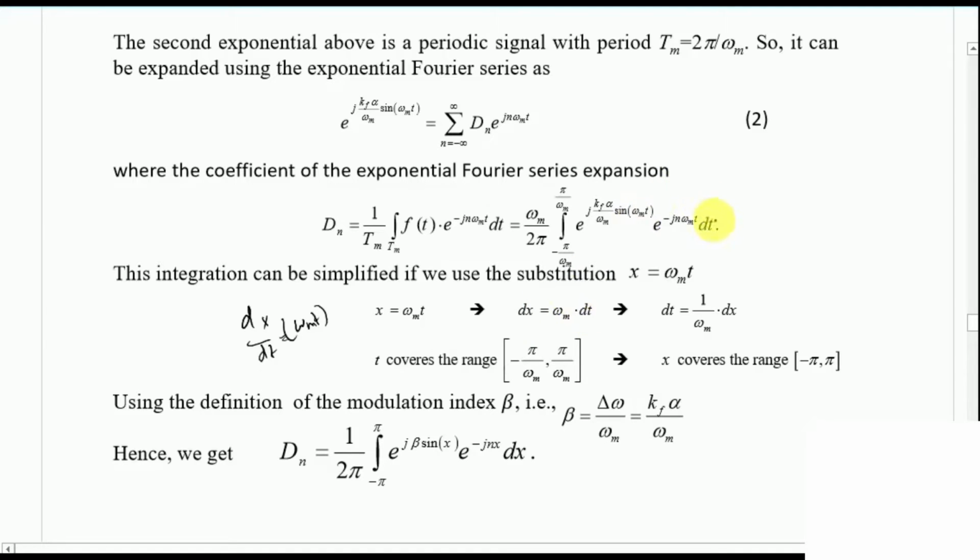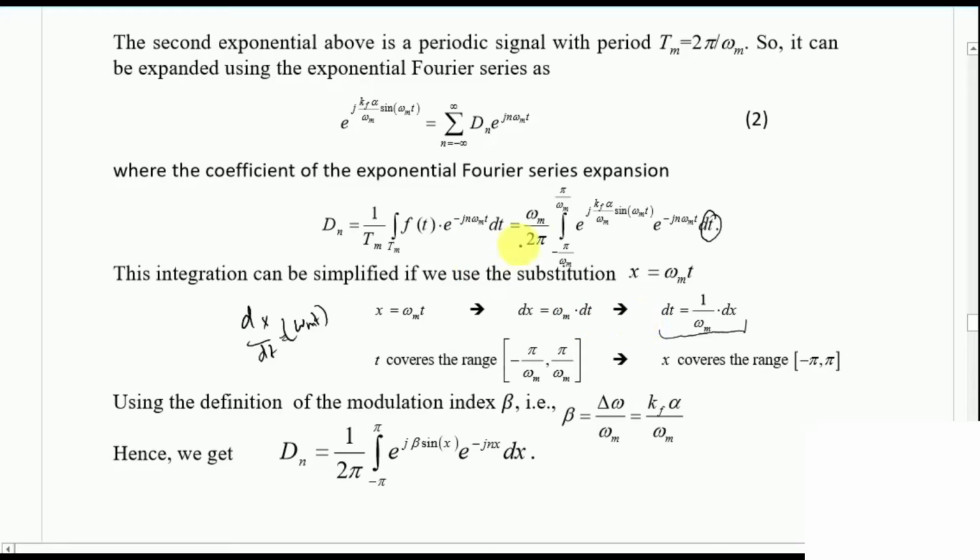So we can change dt to dx, that is dt is equal to dx by omega m, right? So this omega m would cancel with this omega m, right? Actually it's expressed over here, right? So we would have a simpler expression.